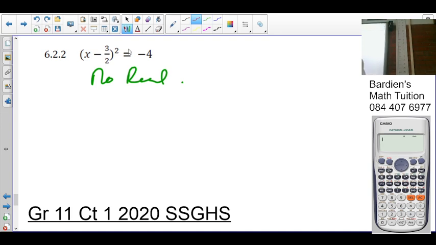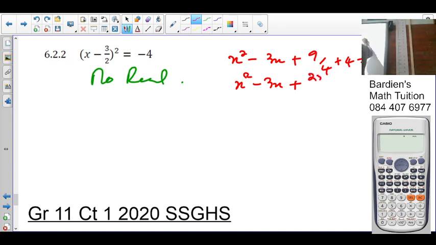So what we would have done is multiply the whole thing out. We would have gotten x squared minus 3x plus 9 over 4 plus 4 is equal to 0. That gives me x squared minus 3x plus 16 plus 9, which is 25. 16 plus 9, 25.